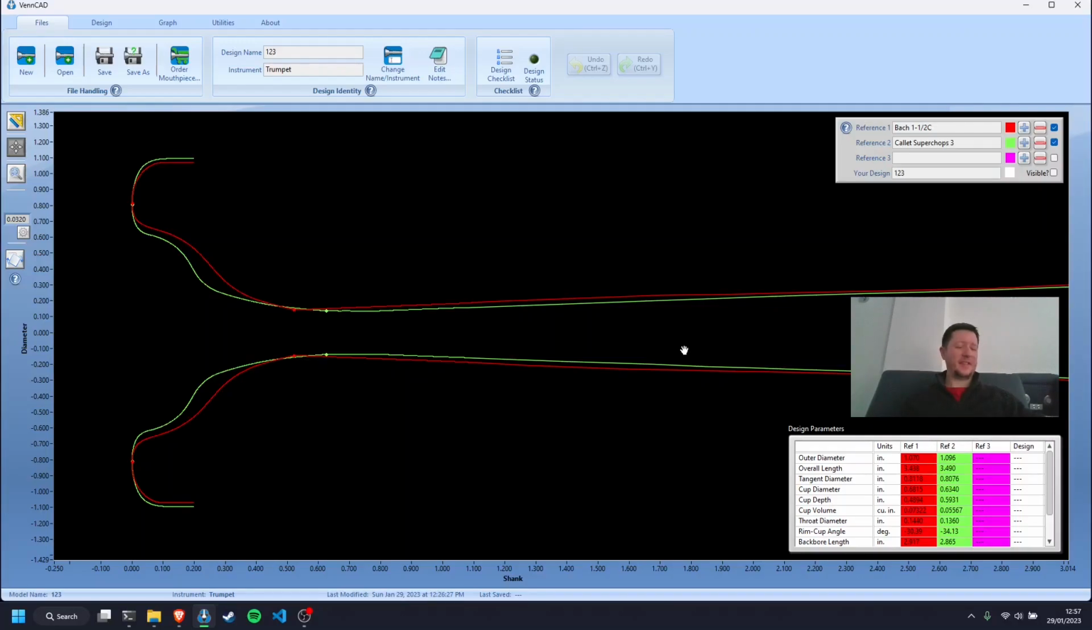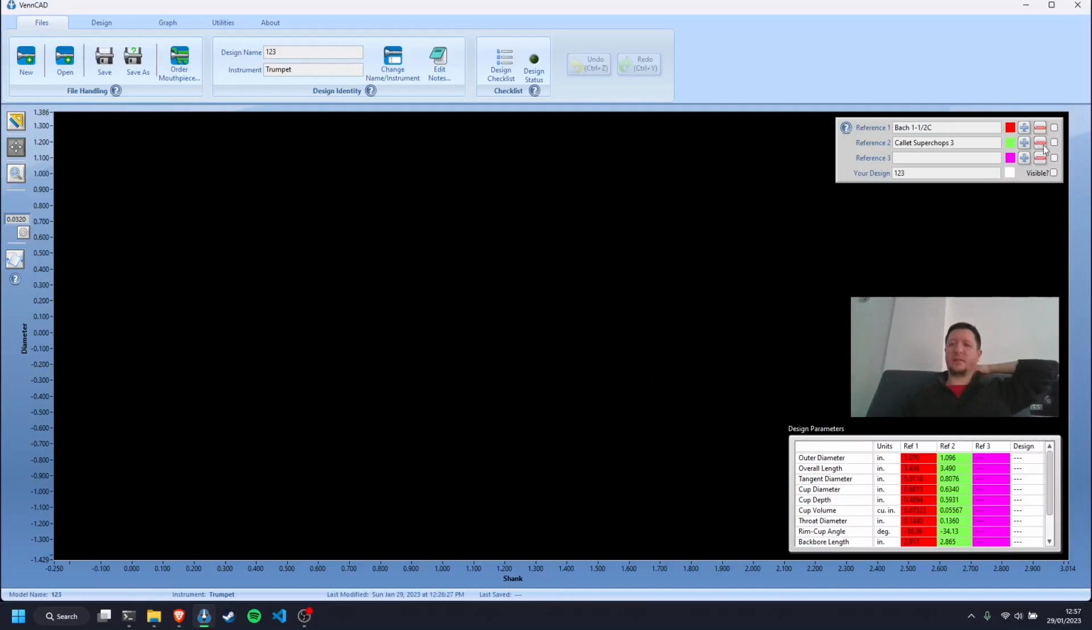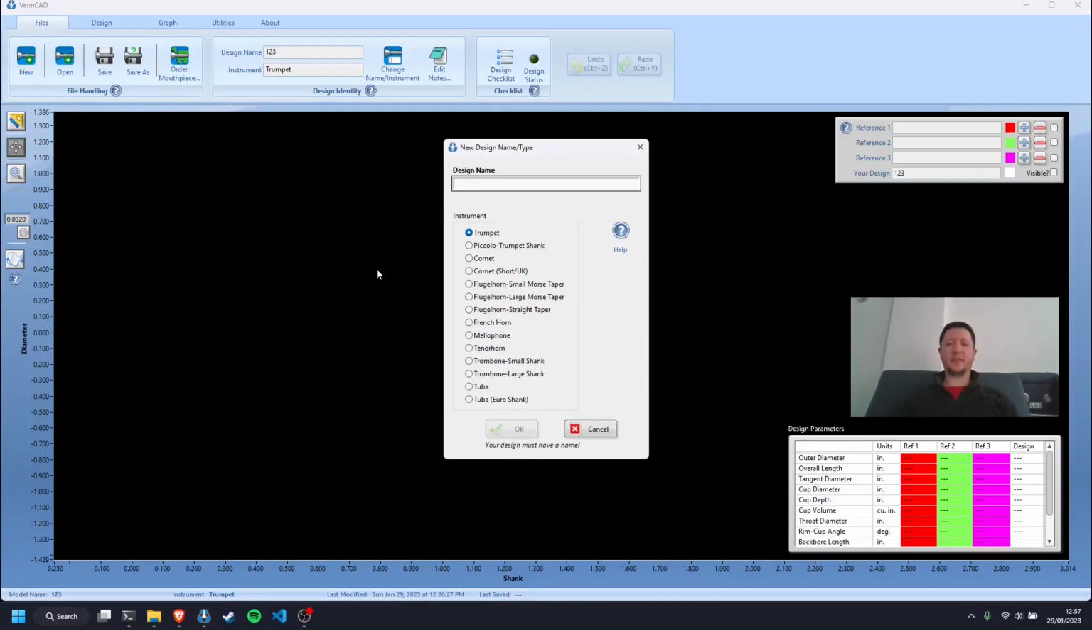What we're going to do today then is we're going to design a lead trumpet mouthpiece using VennCAD, and this is how we're going to do it. What I'm going to do is load up, maybe we should just start again. Let's go new mouthpiece. We'll think of a name.